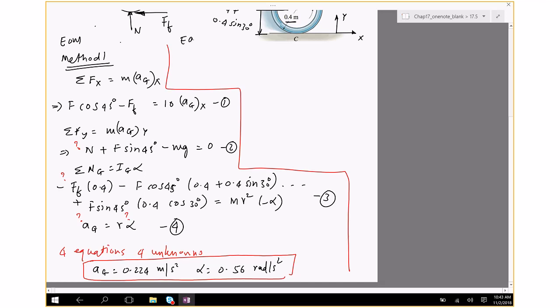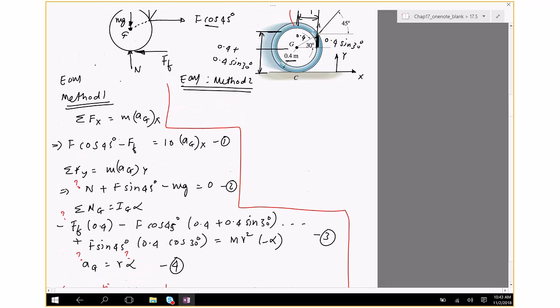Here is another way. So again, only two things we care about, Ag and alpha. If we write the equations in this fashion, the way I've written down, we will end up with friction force, and we do not care about the friction force.